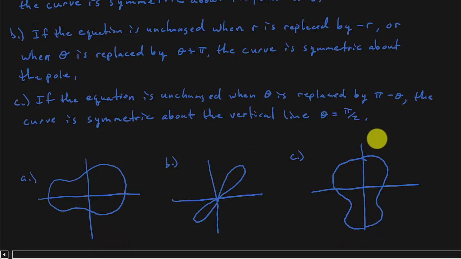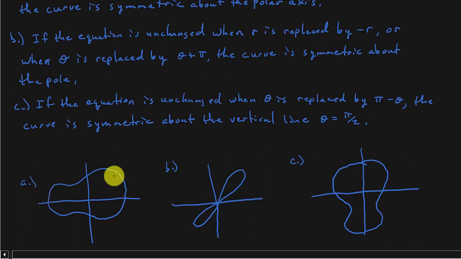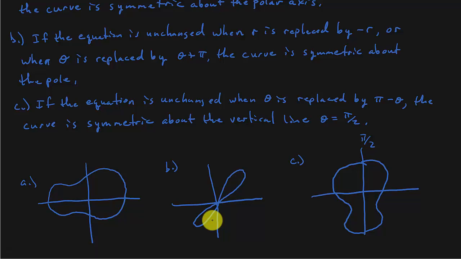All right. So here's your examples. Here it's symmetric about the polar axis. Here it's symmetric about pi over 2. And here it's symmetric about the pole. Okay, see, like if we take this, we can rotate it 180 degrees there. All right, and I'll go through it and show you how to determine that on some of the problems.